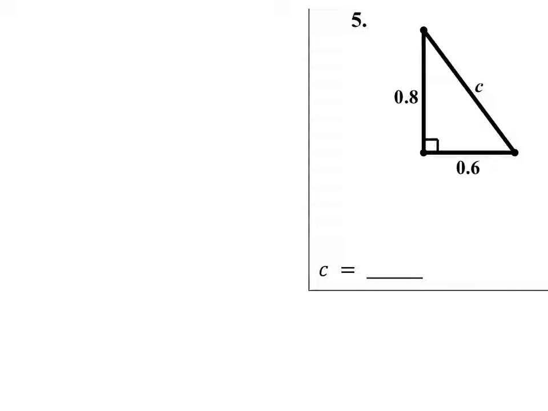All right, number 5, we're going to use the equation for the Pythagorean theorem. a squared plus b squared is c squared. And it did give us the two legs. So let's go ahead and replace a and b.